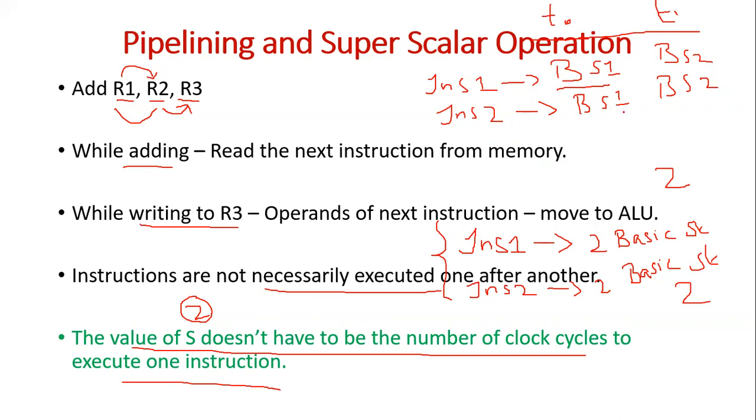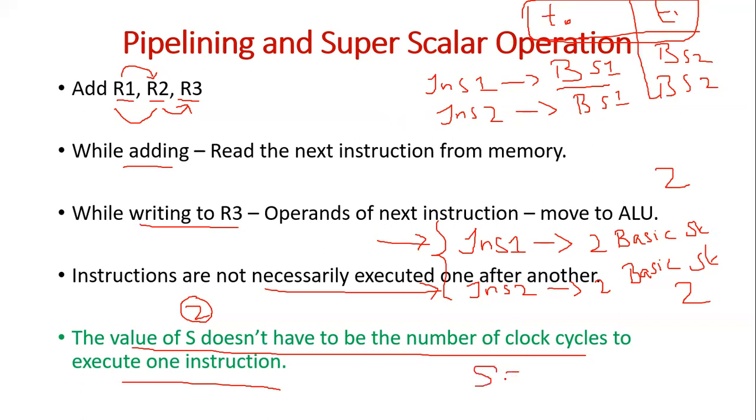In the previous case, when it is executed sequentially, the first instruction needs two clock cycles. The second instruction also needs two clock cycles. But now both instructions have completed in two clock cycles, because T naught is one cycle and T1 is another cycle. During this time, you have completed two instructions. So now what is the value of S?